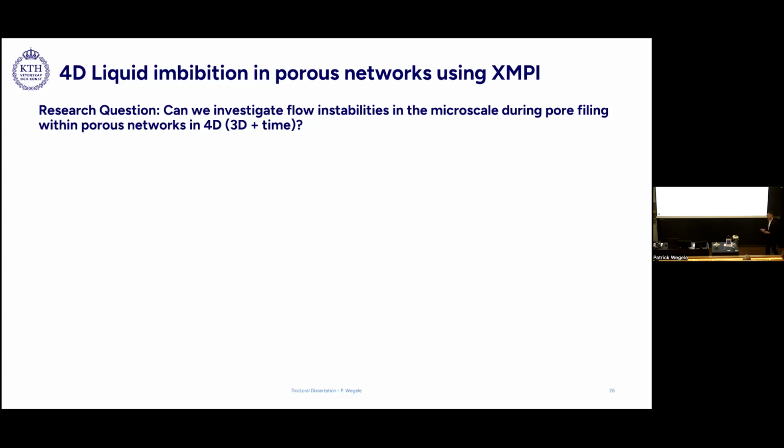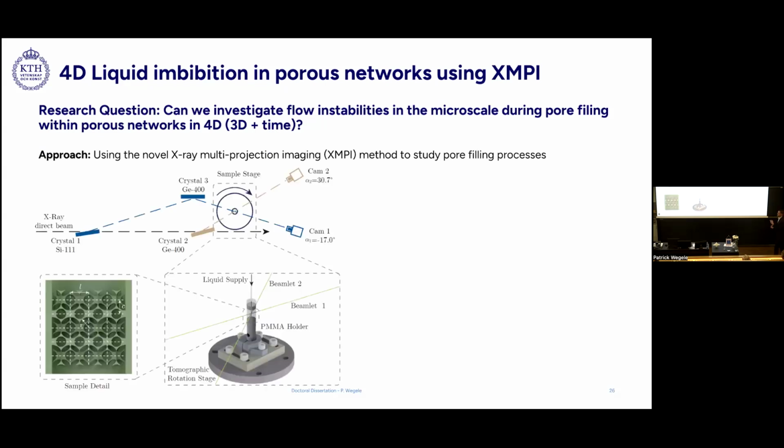One way to overcome this is using the so-called XMPI technology. XMPI is X-ray multi-projection imaging, which is available at the 4th MAX beamline at the MAX IV synchrotron in Lund. So how XMPI works is that we have an initial X-ray beam that is split using several crystals into several sub-beamlets.